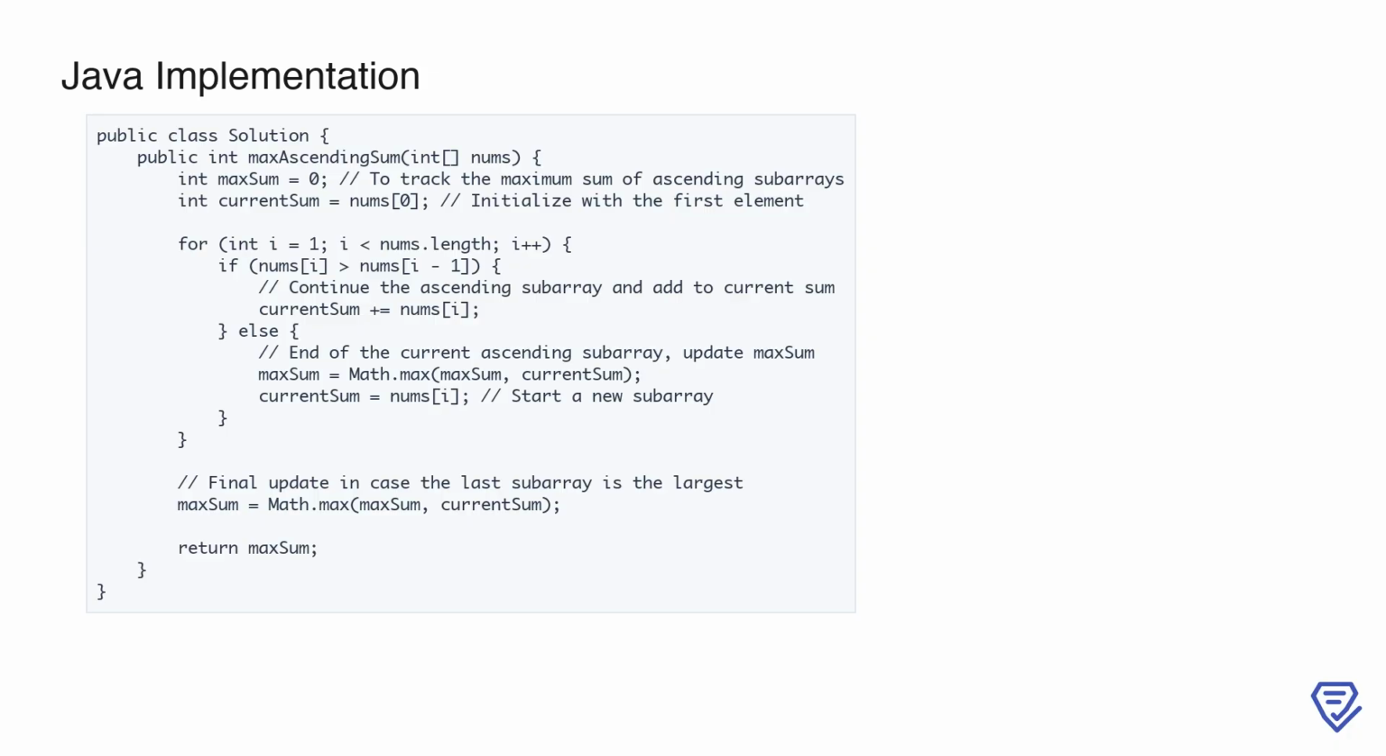This is the Java implementation of LeetCode problem number 1800, maximum ascending subarray sum. The logic mirrors the Python solution, using a loop to iterate through the array, tracking the current ascending subarray sum, and updating the maximum sum when the sequence breaks. Key differences include explicit type declarations and the use of Java's Math.max method for comparisons. The implementation ensures efficient traversal with O(n) time complexity.